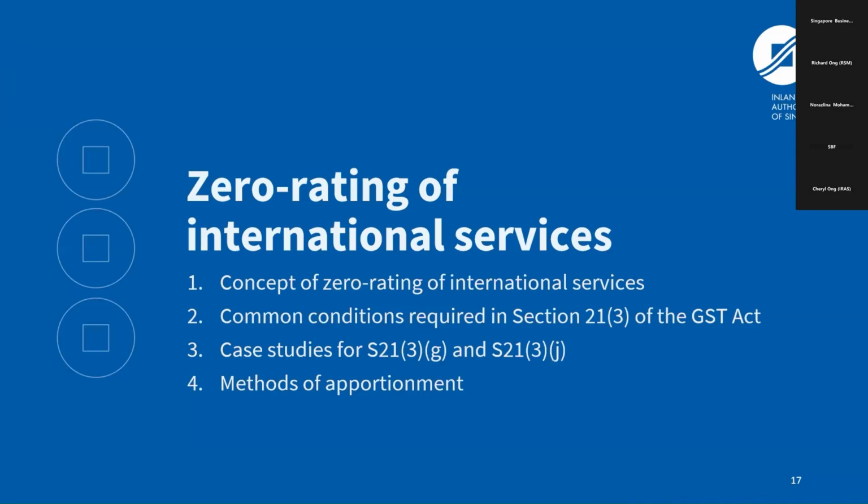Okay, now let's move on to zero rating of international services. Before we go through, there are three key concepts you need to understand. First, is it under a contract? Second, who does it directly benefit? Third, is it directly in connection with something?